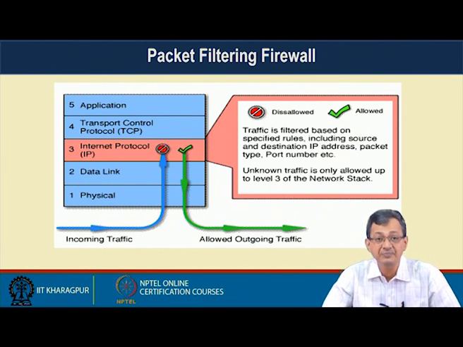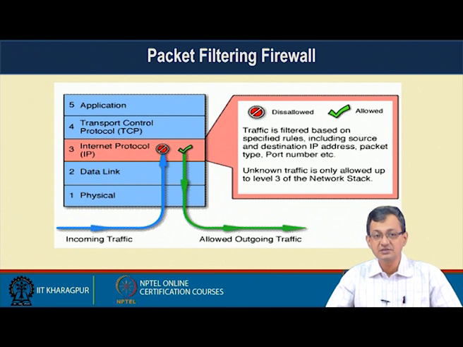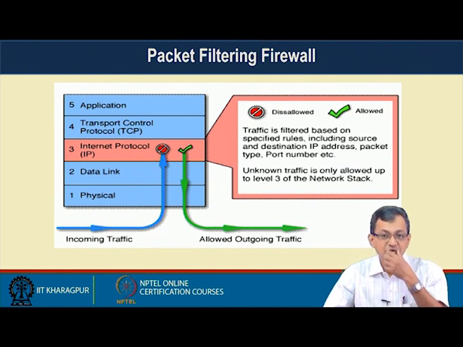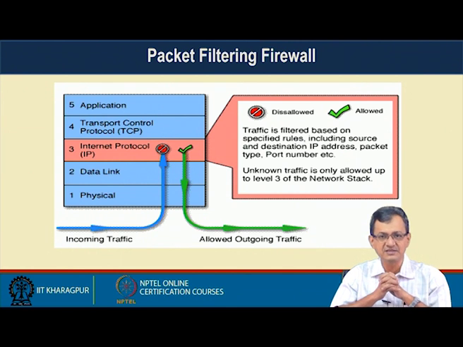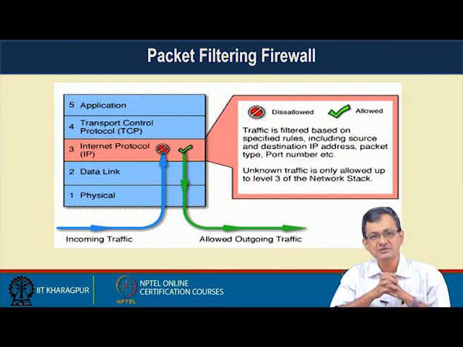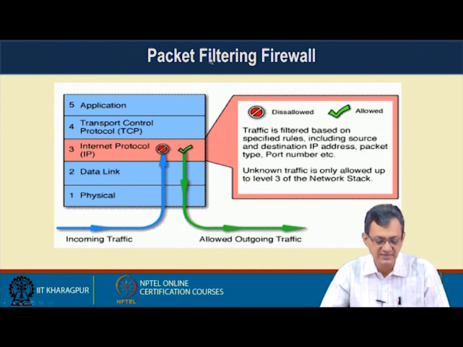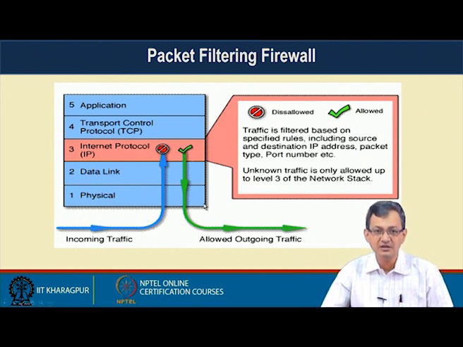In case of a packet filter firewall, traffic is filtered based on specific rules, including source and destination IP address, packet type, port type, etc. Now, it is not only the IP layer, it also has something to do with the transport layer. Nevertheless, it does not look at the application type of things. So, IP plus transport gives me the information. Unknown traffic is only allowed up to a particular level in the network stack, and it is checked, and either blocked or passed on.